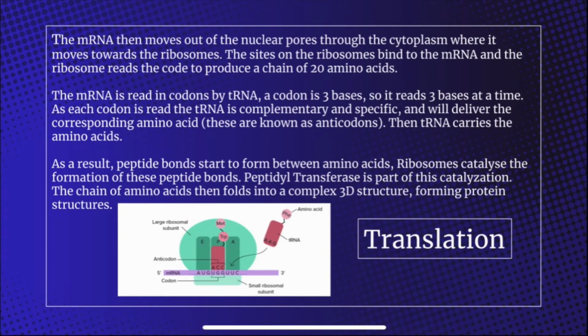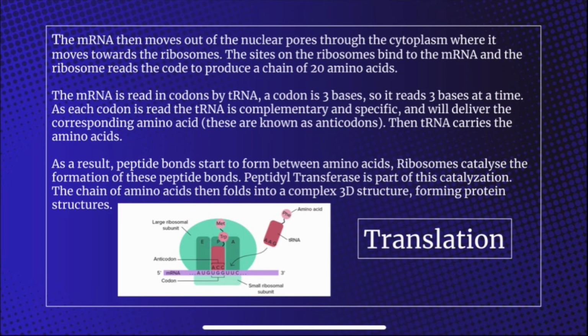This mRNA code is read in codons, which means it's read in 3 bases at a time by tRNA, which is transfer RNA. As the codons are read, the tRNA is complementary and specific, just how mRNA was when it used DNA as a template, but now tRNA is using the mRNA strand as a template. As a result, it delivers the corresponding amino acid, which is known as anticodons. The codons can also be known as the degenerate code, and the tRNA then carries the amino acids.